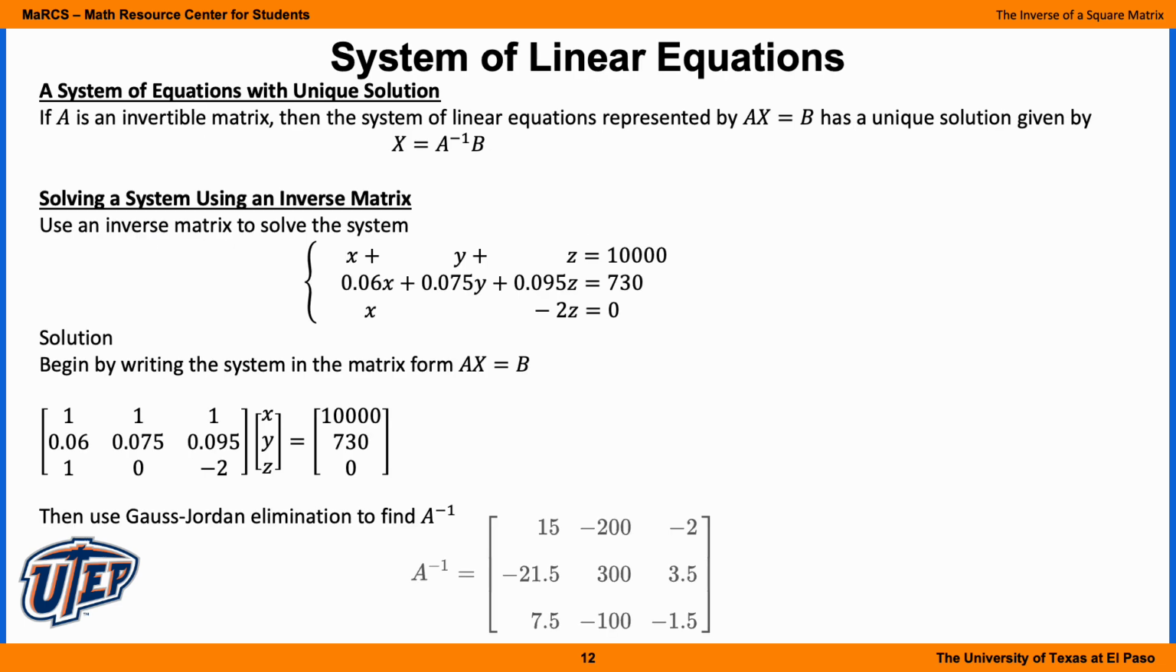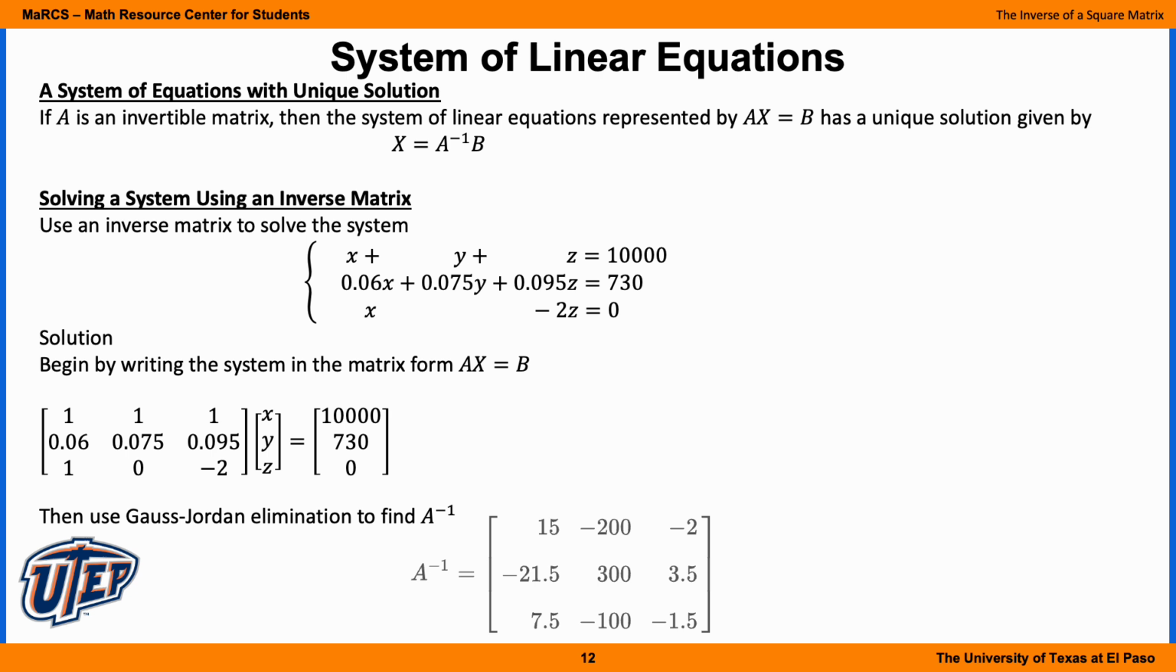Now we'll go over the applications of matrix inverses and their role in systems of linear equations. So if A is an invertible matrix, then the system of linear equations represented by A times X is equal to B has a unique solution given by X is equal to the inverse of A times B. So here we're given an example. Use an inverse matrix to solve the system. X plus Y plus Z is equal to 10,000, 0.06X plus 0.075Y plus 0.095Z is equal to 730, and X minus 2Z is equal to 0.